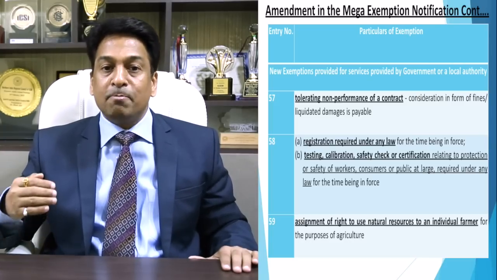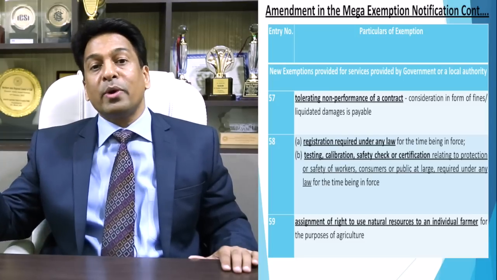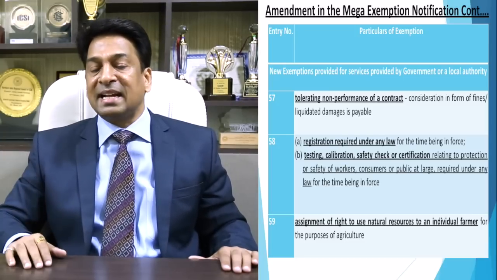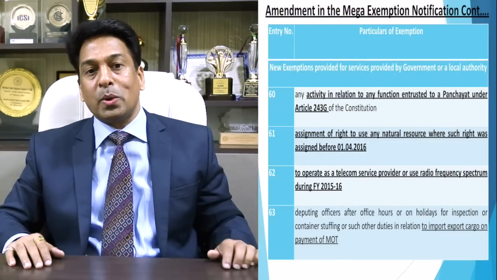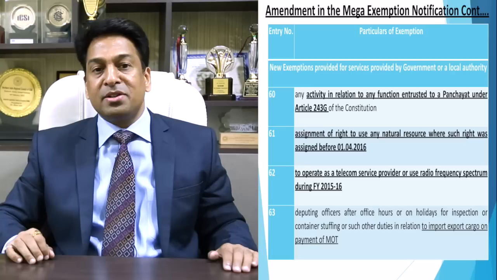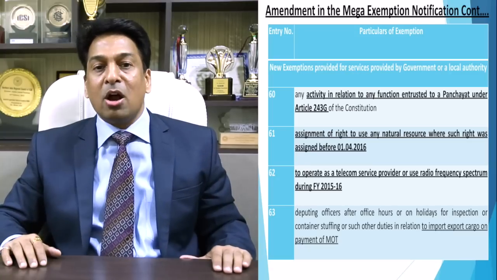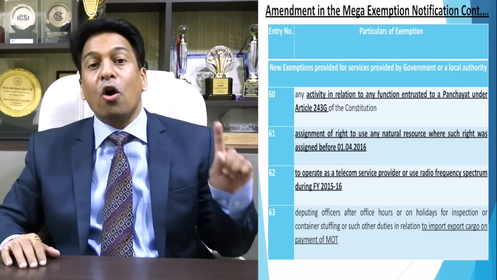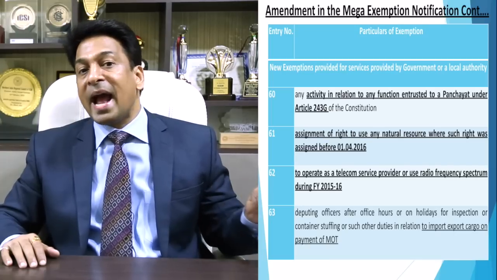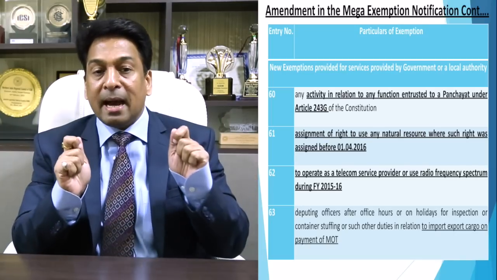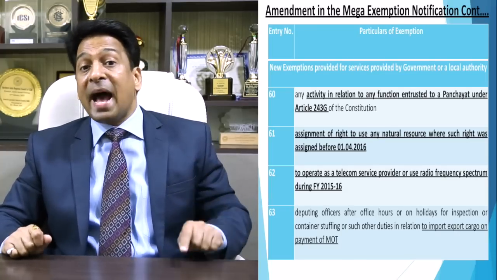Any services provided by way of assignment of right to use natural resources to an individual farmer will not be taxable. Any service provided by way of assignment of natural resources for which contract was entered into prior to 1st April 2016, service tax will not be applicable. Only upfront or installment payment, not the periodic payment, monthly or annual. So they talk about only the upfront payment towards assignment of right to use natural resources prior to 1st April 2016.